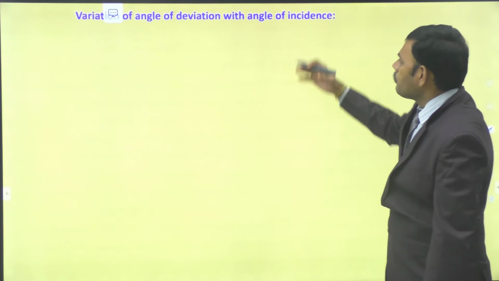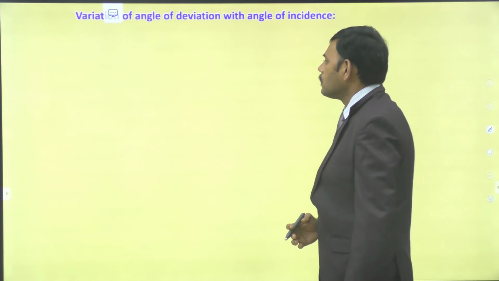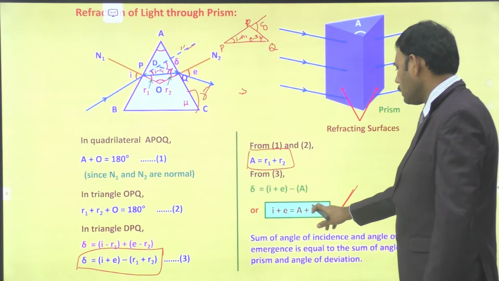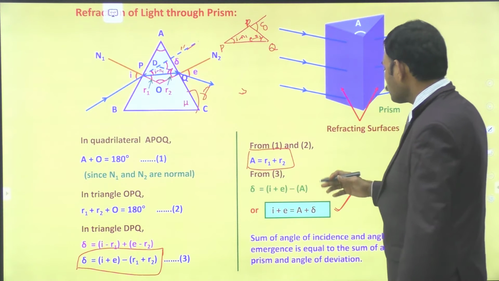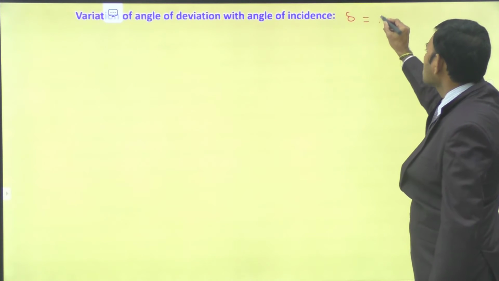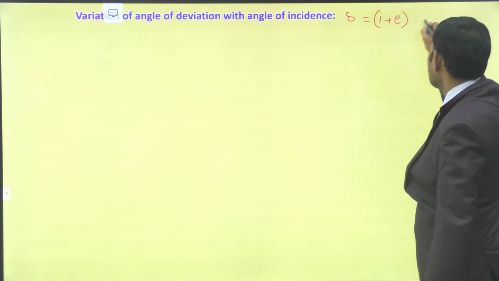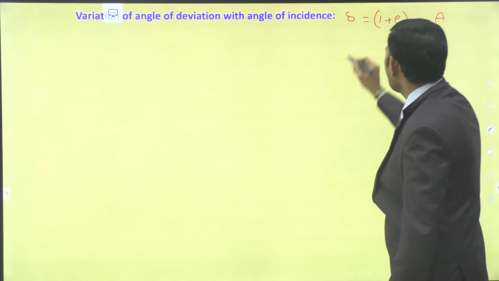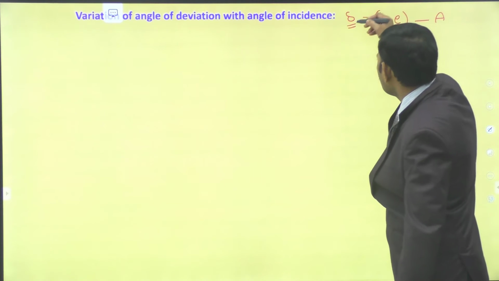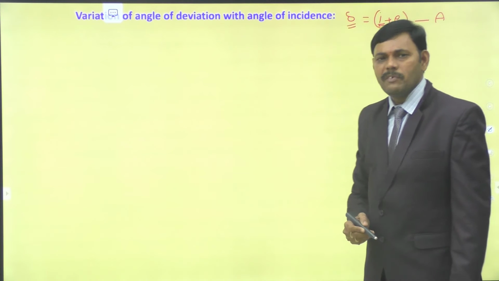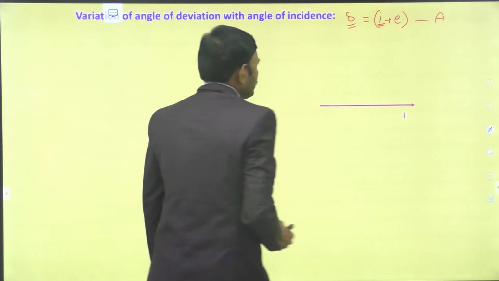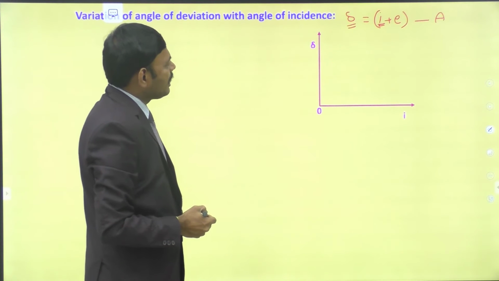So variation of angle of deviation. Now in previous slide we had this derivation, that is I plus E is equal to A plus delta, or delta is I plus E minus A. So angle of deviation is a function of incident angle. As incident angle changes, angle of deviation also changes. So let us draw a graph by taking angle of incidence along x-axis, angle of deviation along y-axis.